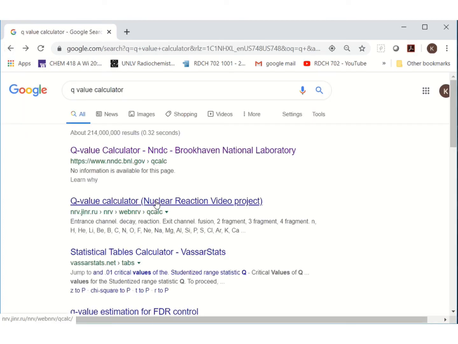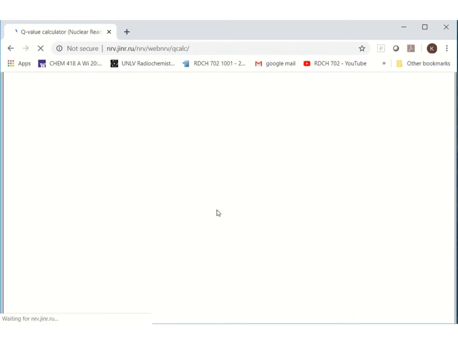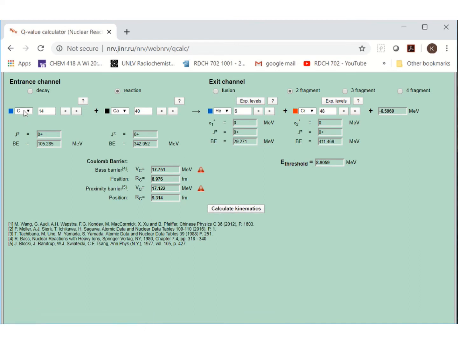Another calculator shown here. This is from Russia. So I have an entrance channel. I can have a decay or reaction. I can make fusion. I can make multiple fragments. This is actually a little bit more complex. But for instance, here we have a reaction of carbon-14 plus calcium-40 going to chromium-48 and helium-6.